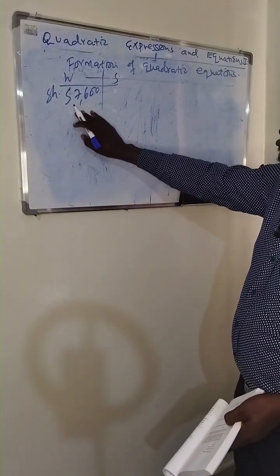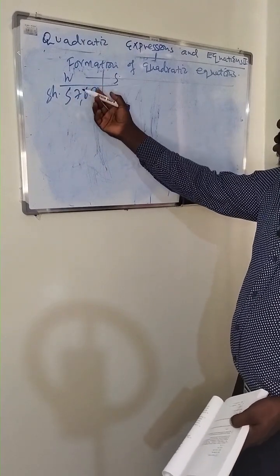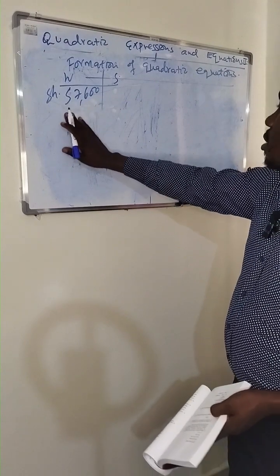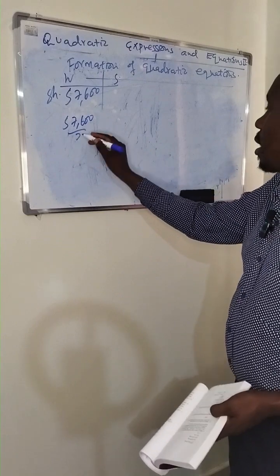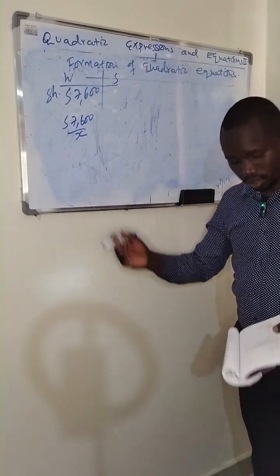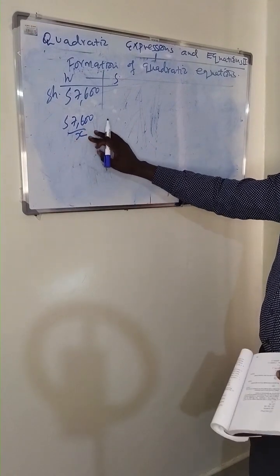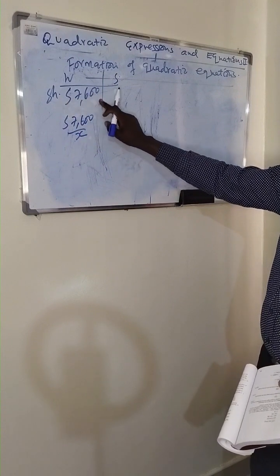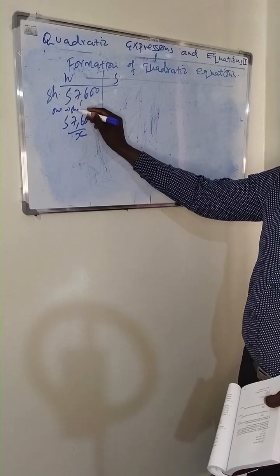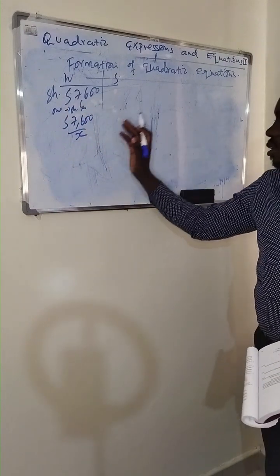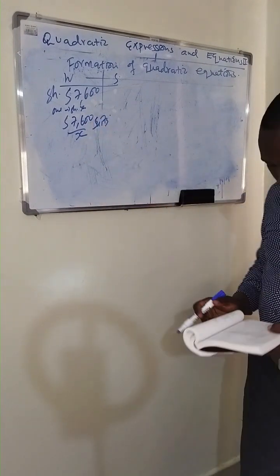From the wholesaler, the merchant spent 57,600 buying a certain number of suits. So take x to be the price per unit. If you spend a total of 57,600, then buying one of them costs x shillings. So you're going to buy 57,600 over x suits. This is from the wholesaler.